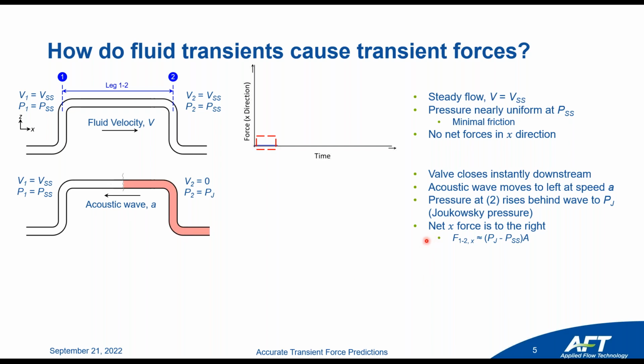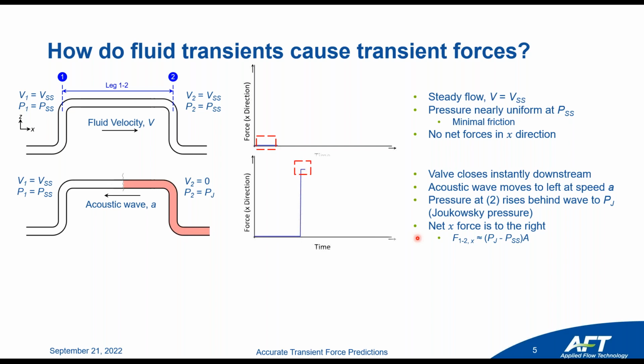And you can approximate this force. We're going to drill in on where this approximation has some potential flaws, but on a first order basis, it's frequently not terribly inaccurate to just take the pressure at location 2, which is the Joukowsky pressure, subtract the pressure at location 1, which is a steady state pressure, and multiply by the area. The delta P times that area gets a force.